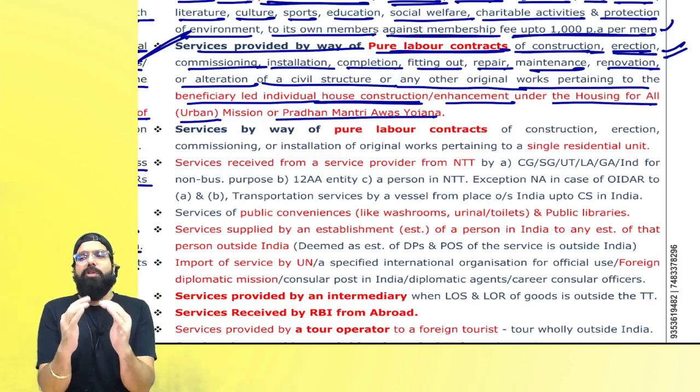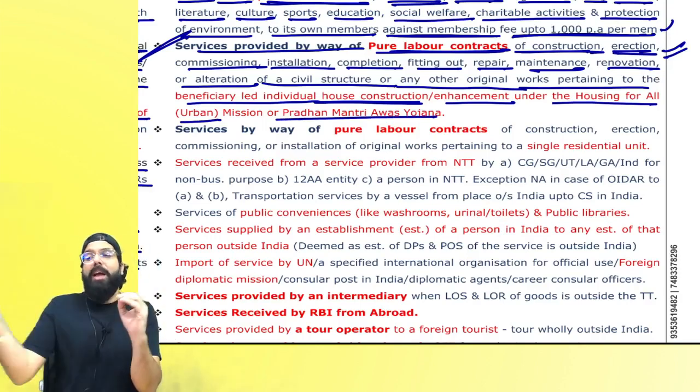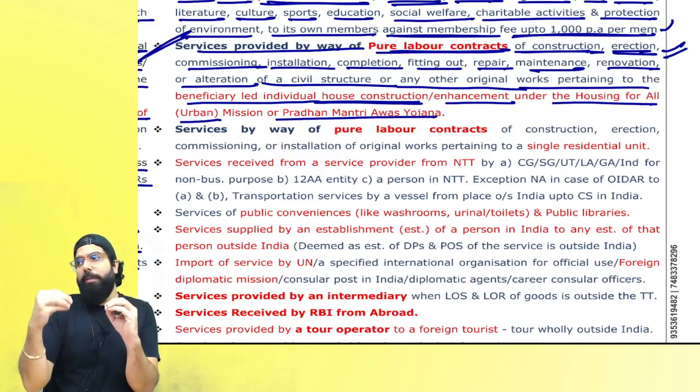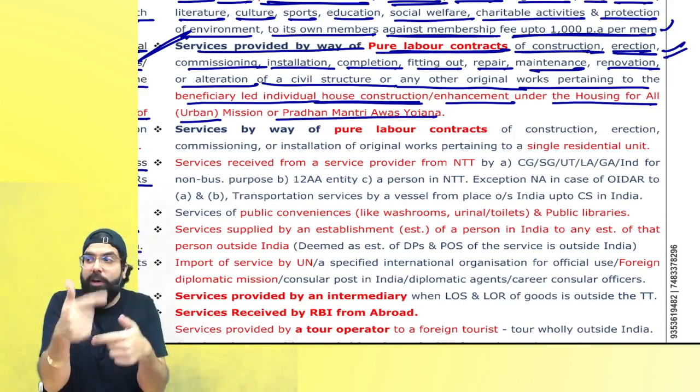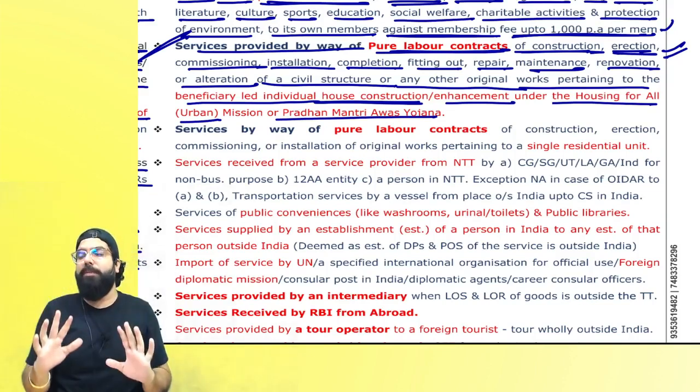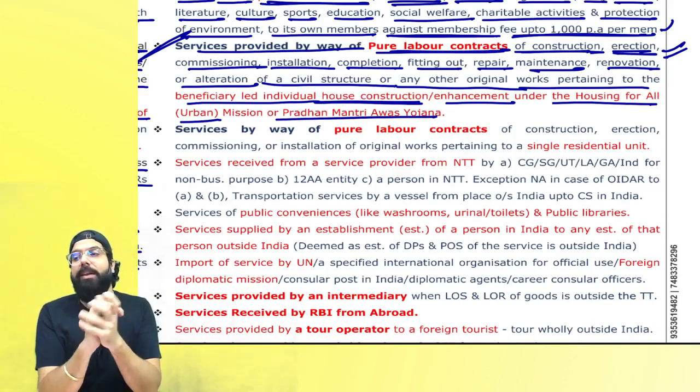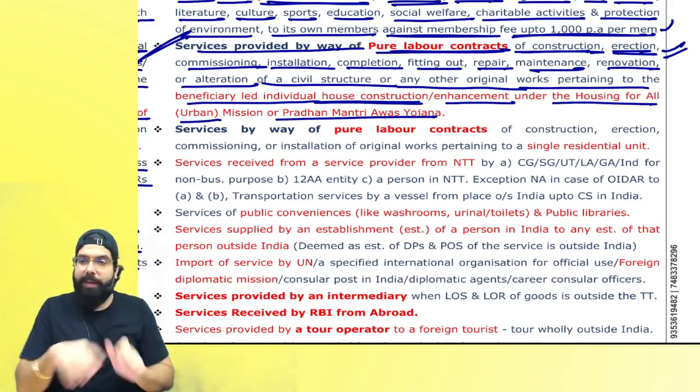In Pradhan Mantri Awas Yojana, if one person is getting his house built and you have provided him a pure labor contract, don't charge him GST. Even if he is getting his house repaired, renovated or altered, then also don't charge him GST because he is under the Pradhan Mantri Awas Yojana. Can I go ahead, everyone?